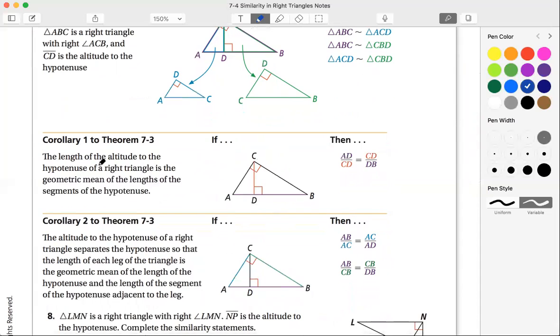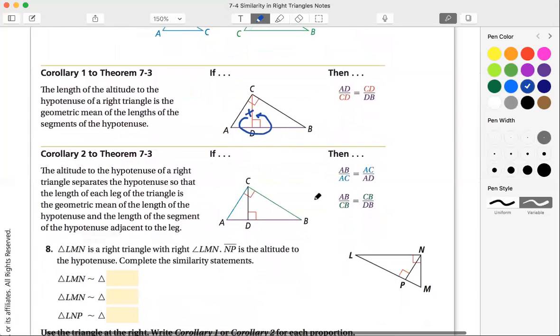So if I'm looking for a geometric mean here, X, then what I have is this little relationship here. If I'm looking for the sides, so if I want AC, so I have this X, then I'm looking for this relationship. And if I have this side, I'm looking for this relationship.